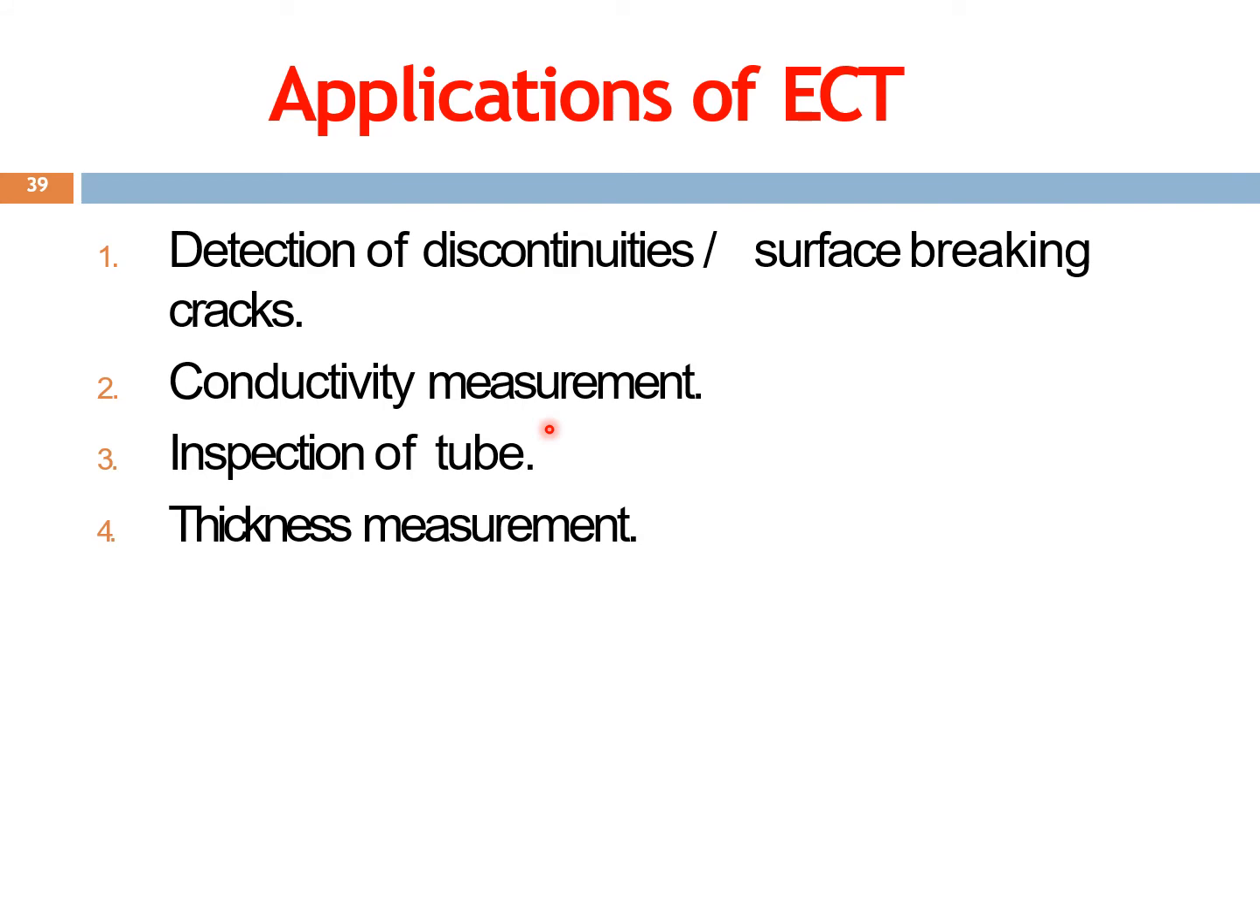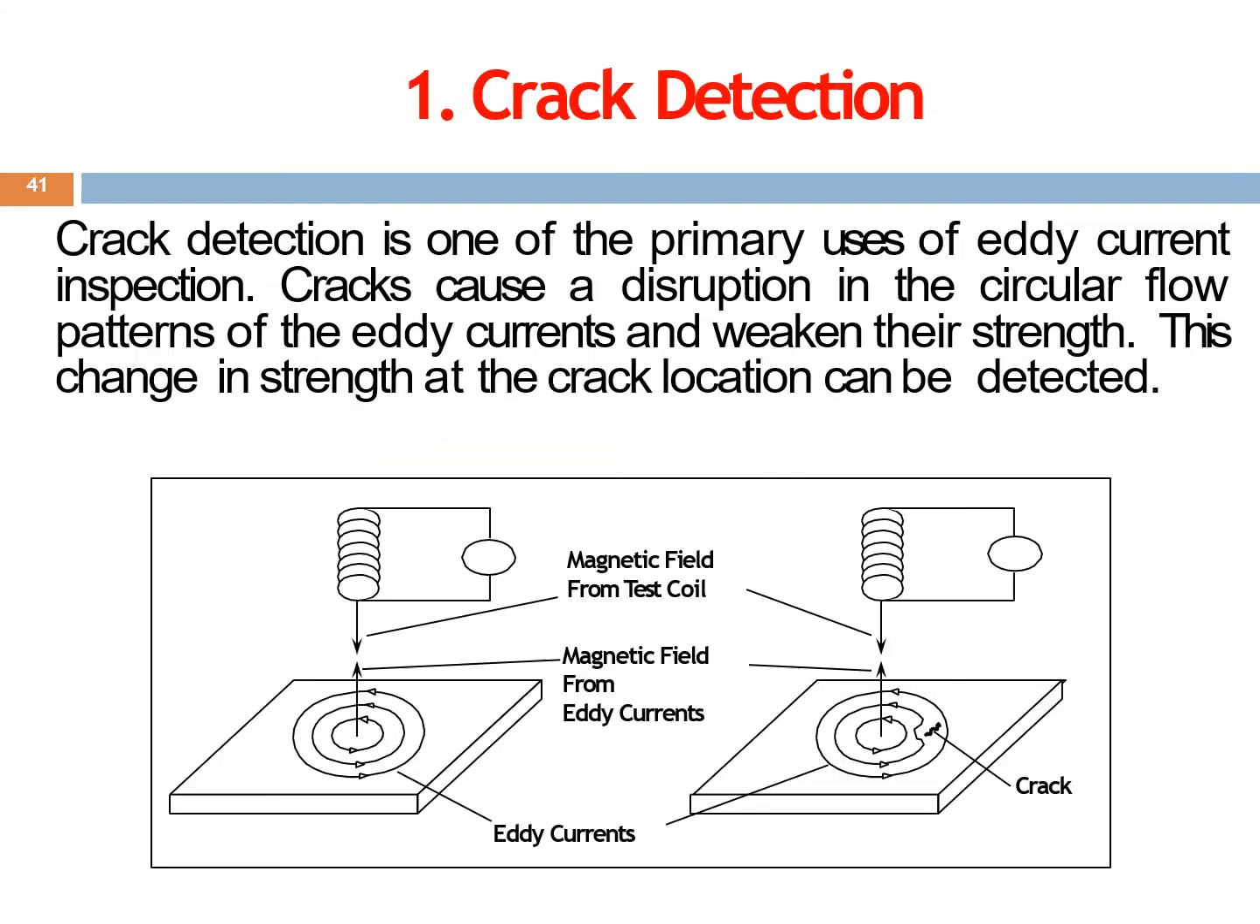Second one, conductivity measurement, tube inspections, and thickness measurements. First one, we'll go for crack detection. Crack detection is one of the primary uses of eddy current testing.